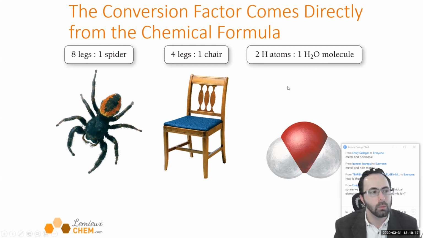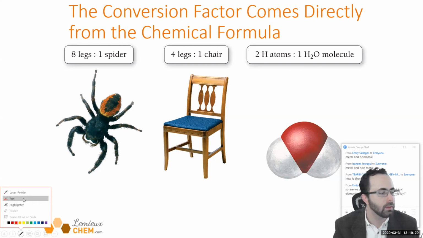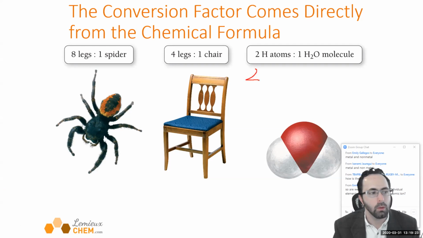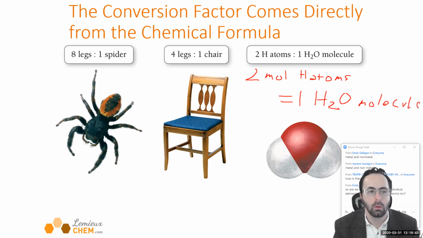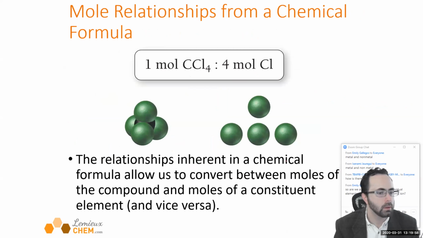Another way too, just like we scaled up for the other things, we could scale this up too. We could also say if we have 2 moles of H atoms, we have 1 water molecule. Okay. So this type of relationship you also need to be able to do.